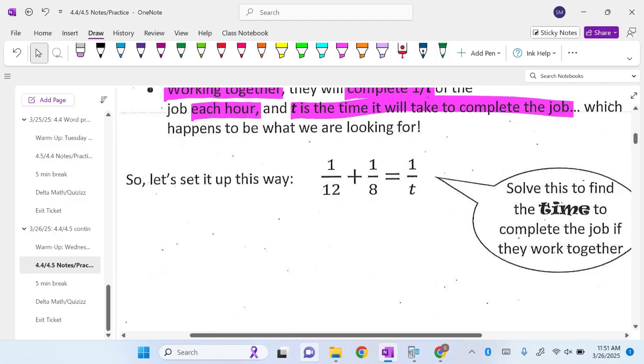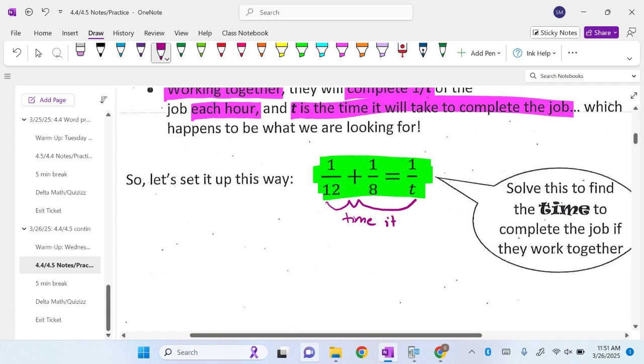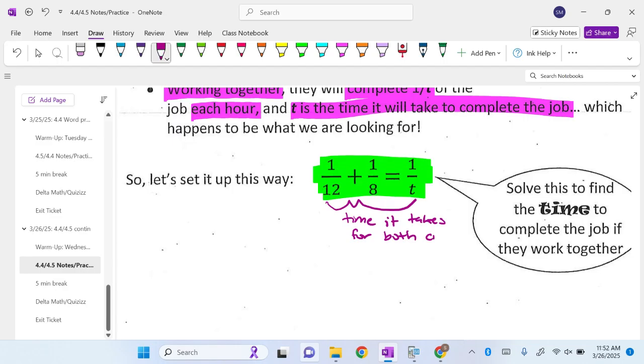So when we set it up, it would look something like this. So 1 over 12 plus 1/8 is equal to 1 over t. So essentially, what we're figuring out is how much of the job both crews get done working together in 1 hour. That's what this equation represents.